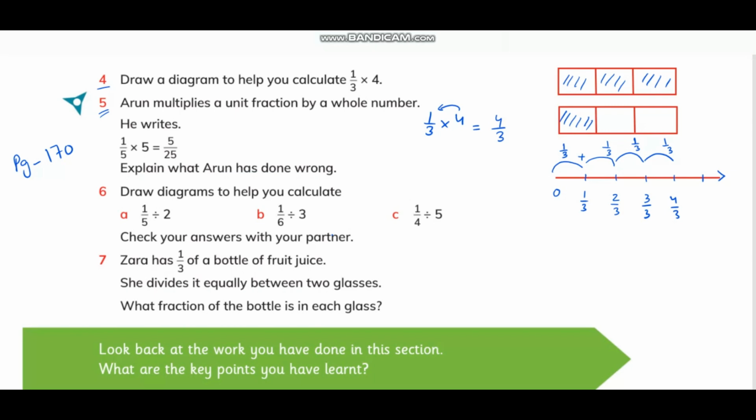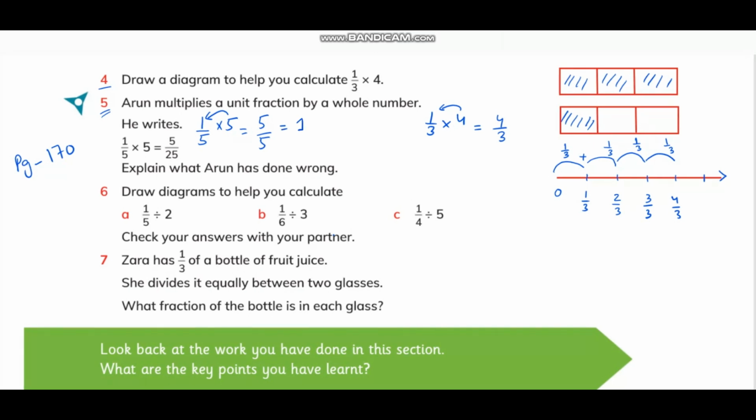Okay, I am going to first write the correct answer. We are going to solve first, then I will tell you what the mistake is. The question is 1 by 5 multiplied by 5. We have talked about this: when we multiply a fraction with a whole number, we multiply the whole number with the numerator only, not with the denominator. So 5 multiplied by 1 is 5, and then this 5 will come down as it is. So the answer is 5 by 5, and 5 by 5 is also equal to 1.